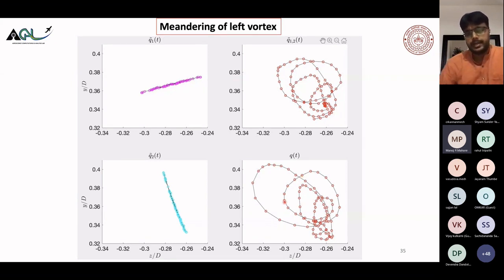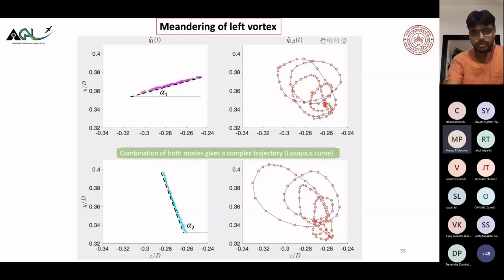So although it may look like a very random field, and meandering may seem a very random phenomenon, it is not. It is basically happening because of these two modes which are present here, and their different energies. When they combine together, you make this complicated flow field. This is in the left vortex. Again, if you measure the angle, this is alpha 1 and alpha 2.